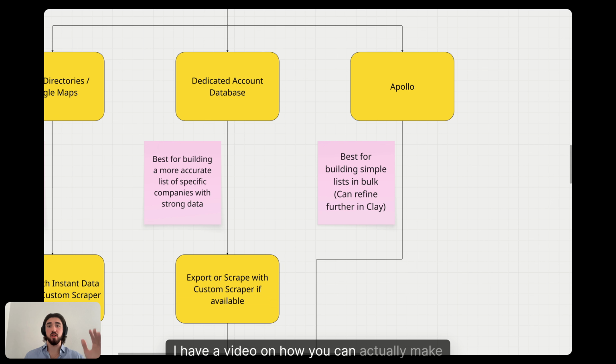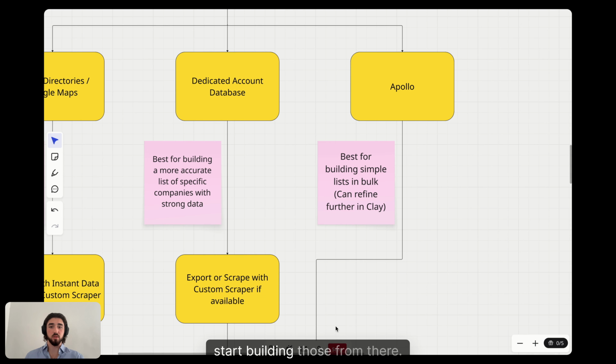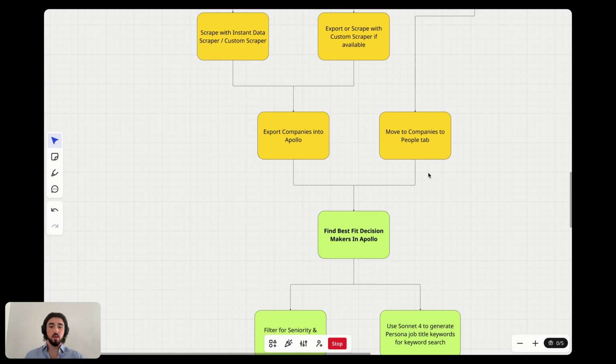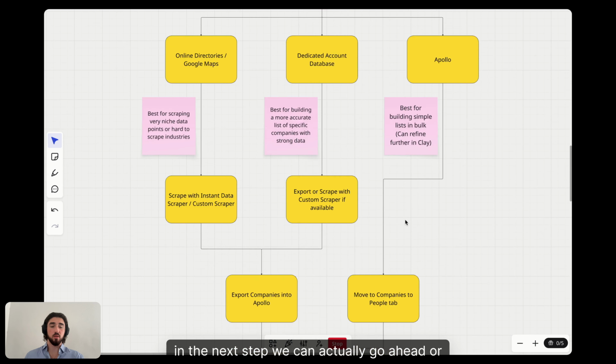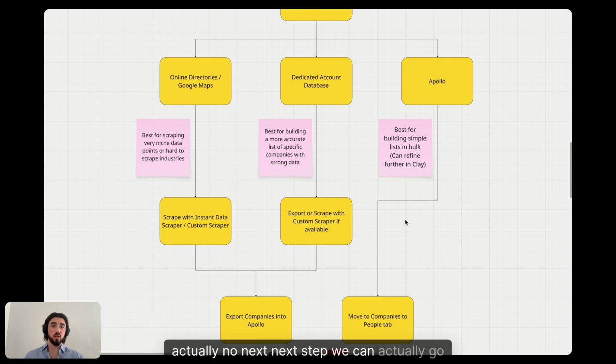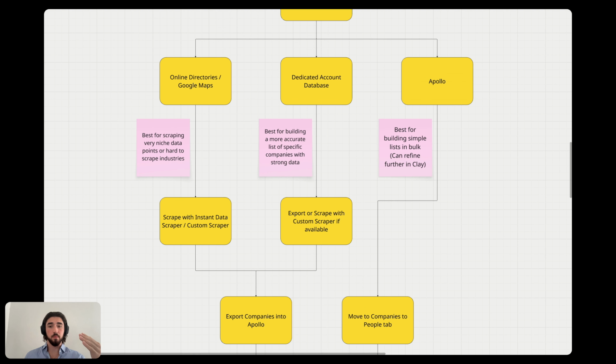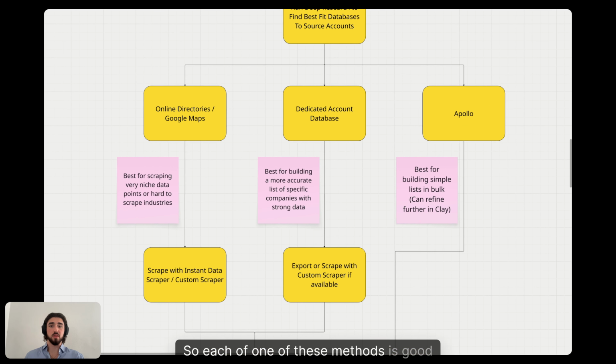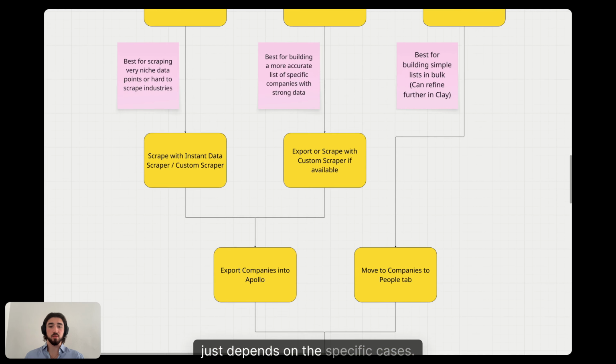I have a video on how you can actually make Apollo searches a lot more targeted and accurate. Pretty much all you need to do is just go to Claude, have it generate keywords, plug it into the industry filters, and you can start building lists from there. But I don't mind scraping just from Apollo, because in the next step we can actually go ahead and qualify further within Clay and make the list refined from Apollo. So each one of these methods is good. Really just depends on the specific cases.